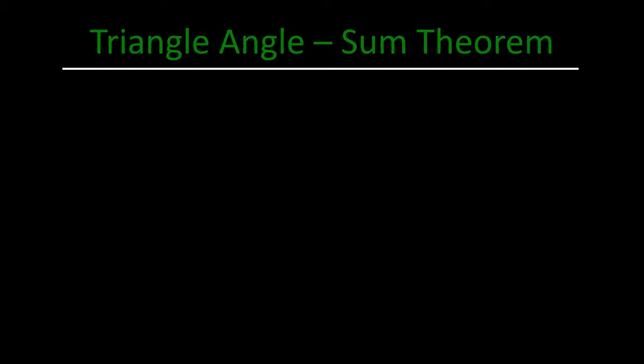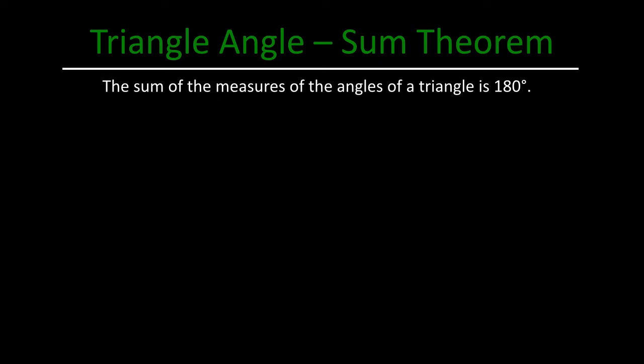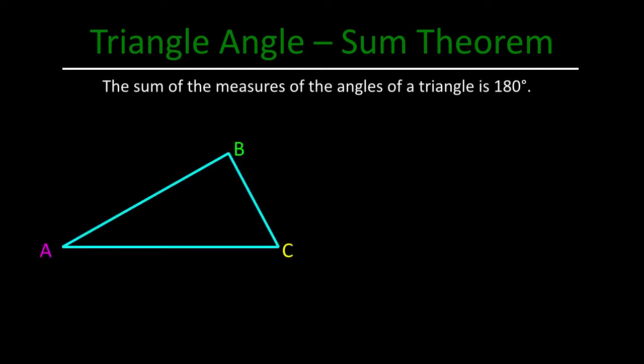The triangle angle sum theorem. Now this theorem states the sum of the measures of the angles of a triangle is 180 degrees. So given a triangle with angles A, B, and C, these measures should add up to 180 degrees. And here is my equation for it. The measure of angle A plus the measure of angle B plus the measure of angle C is equal to 180 degrees.